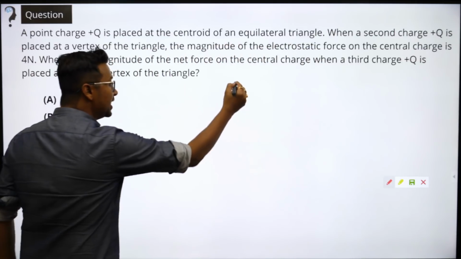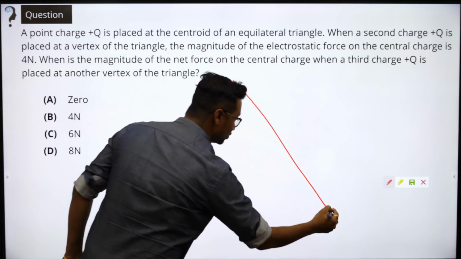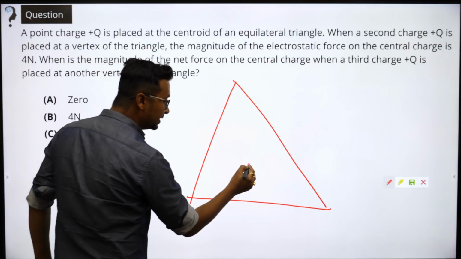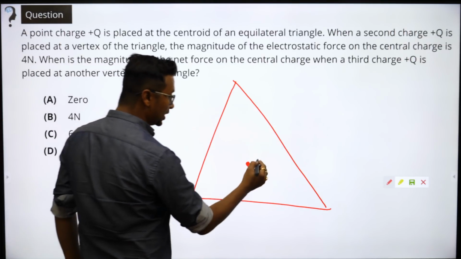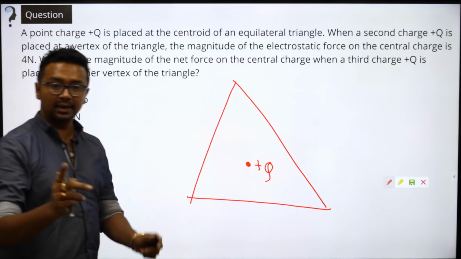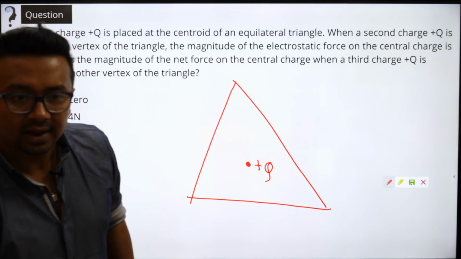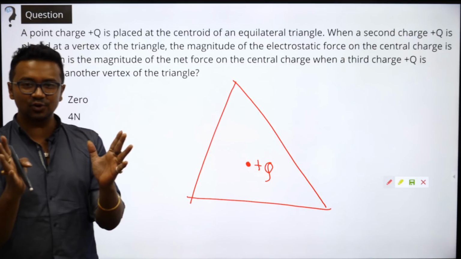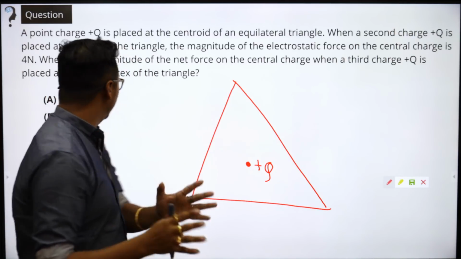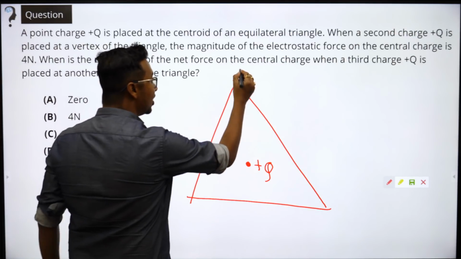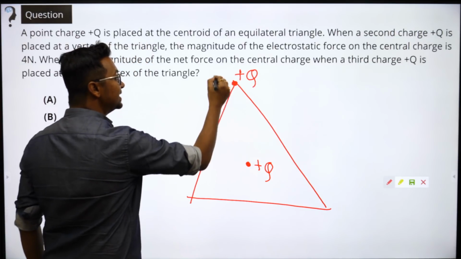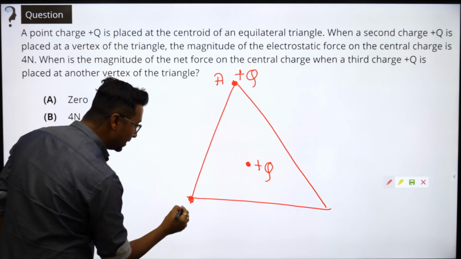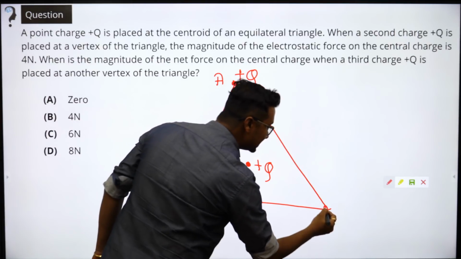So we have got an equilateral triangle, my dear students, and at the centroid they have placed a plus q charge. Clear? Please focus here. Now इसमें थोड़ा सा conceptual clarity आपका build up होगा. ठीक है? Now let us understand. यहां पे इन्होंने एक plus q रख दिया at one of the vertices. Call it as A, call this as B, and call this as C.